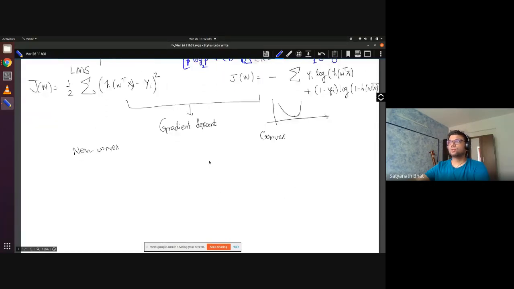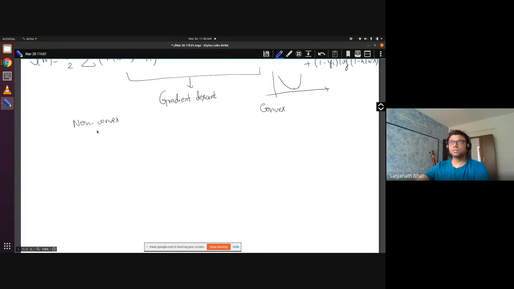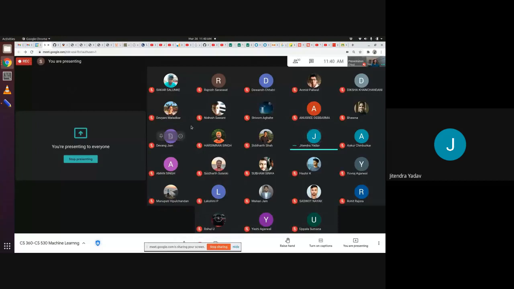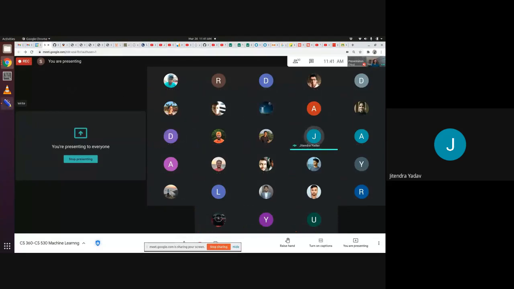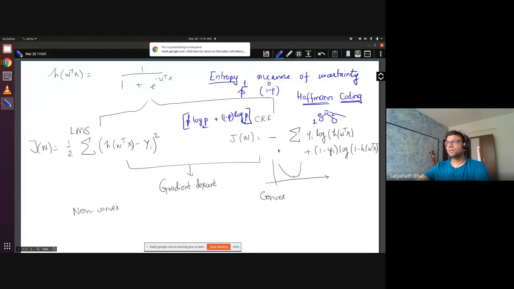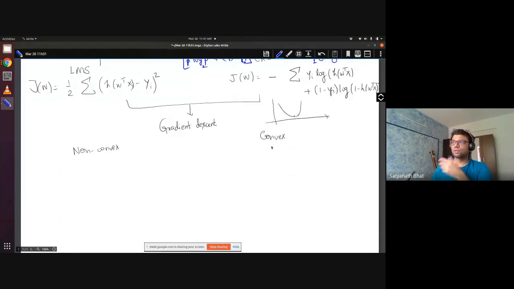Yes, someone has a question. Sir, I didn't understand the Huffman coding thing. Okay, Huffman coding. Again, this is not part of what we are doing, but let me explain a little bit. You are given a bunch of data. Huffman coding is a compression technique.